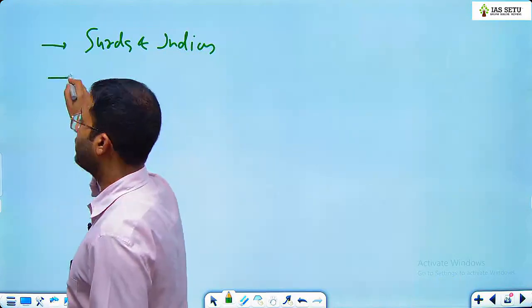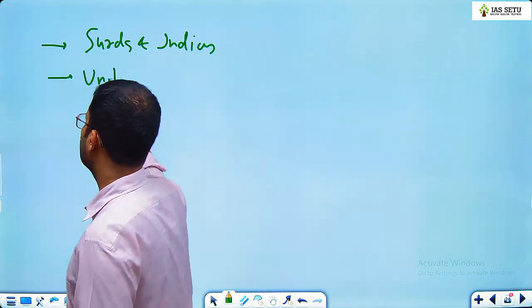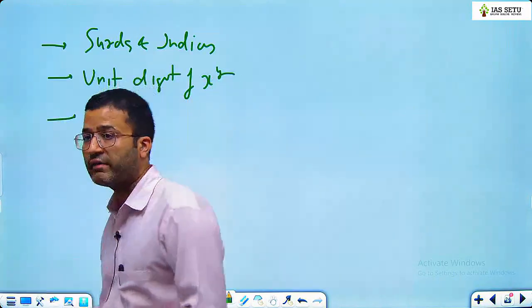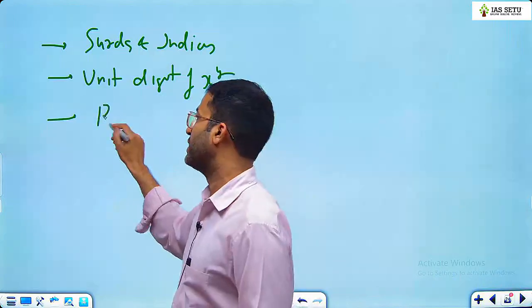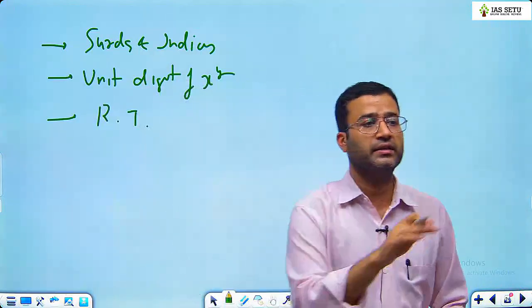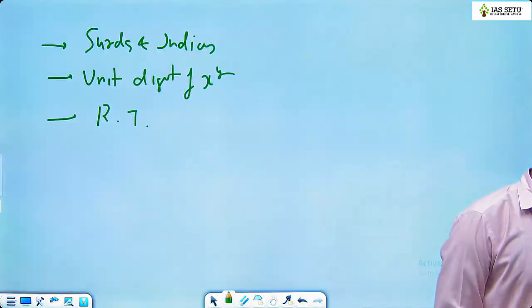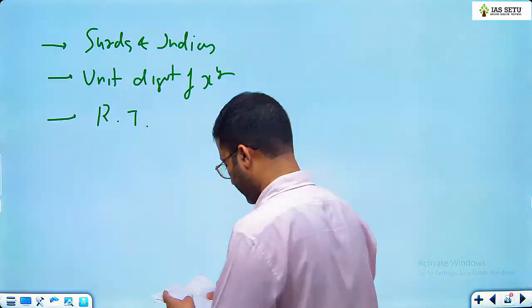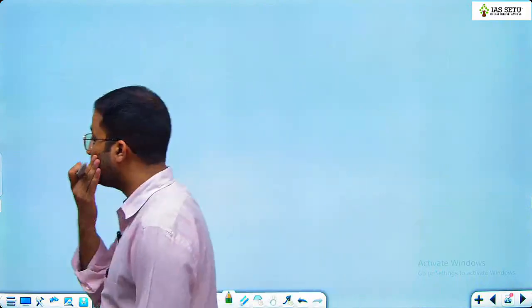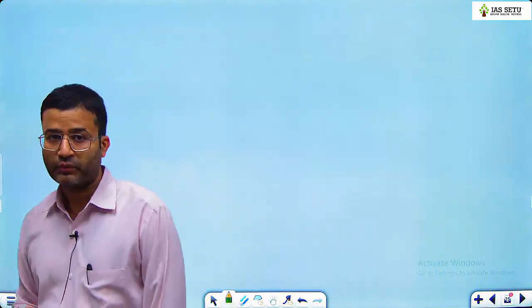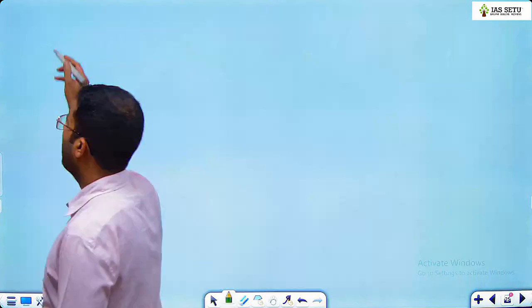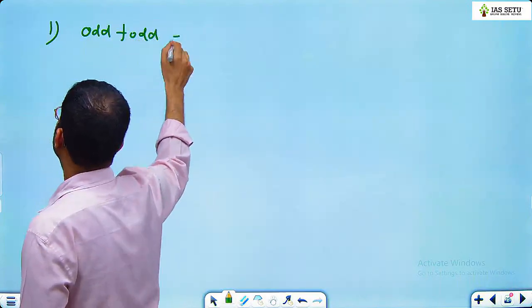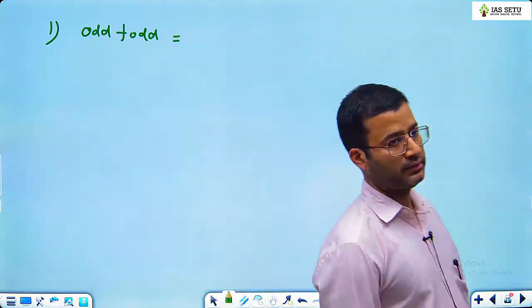I will use this rule in the unit digit topic, where we have the unit digit of x to the power y. I will use this rule in the remainder theorem as well, or maybe any other concept of number system. These are going to be helpful. Next, I give you a table. Tell me what is odd plus odd. When we add two odd numbers, we get even.